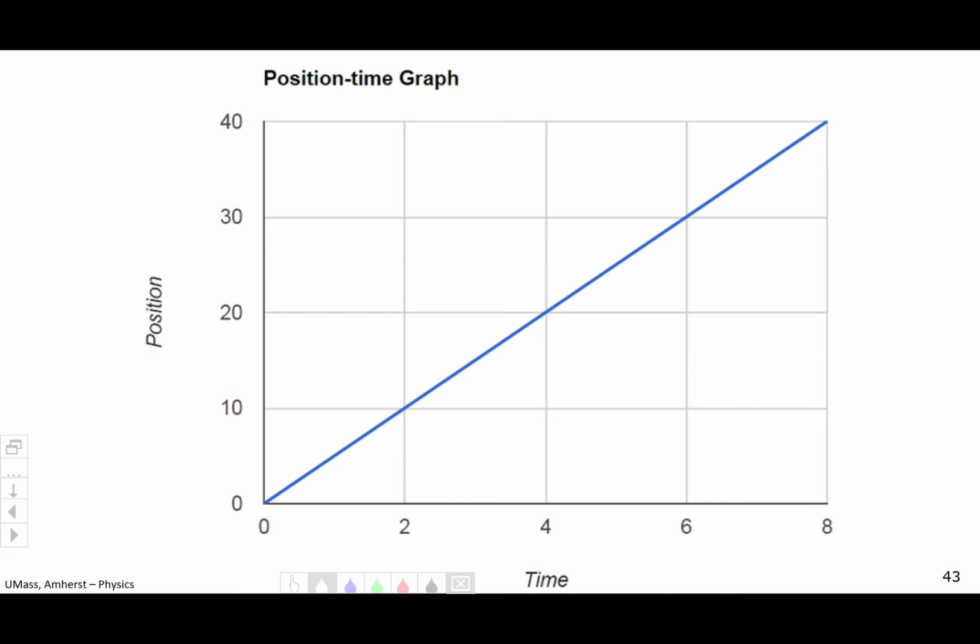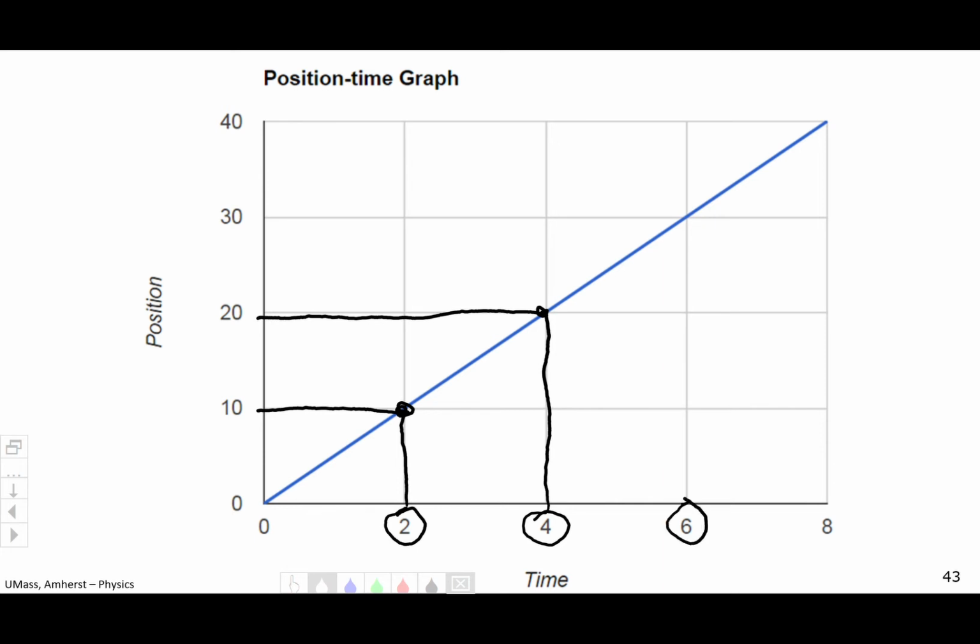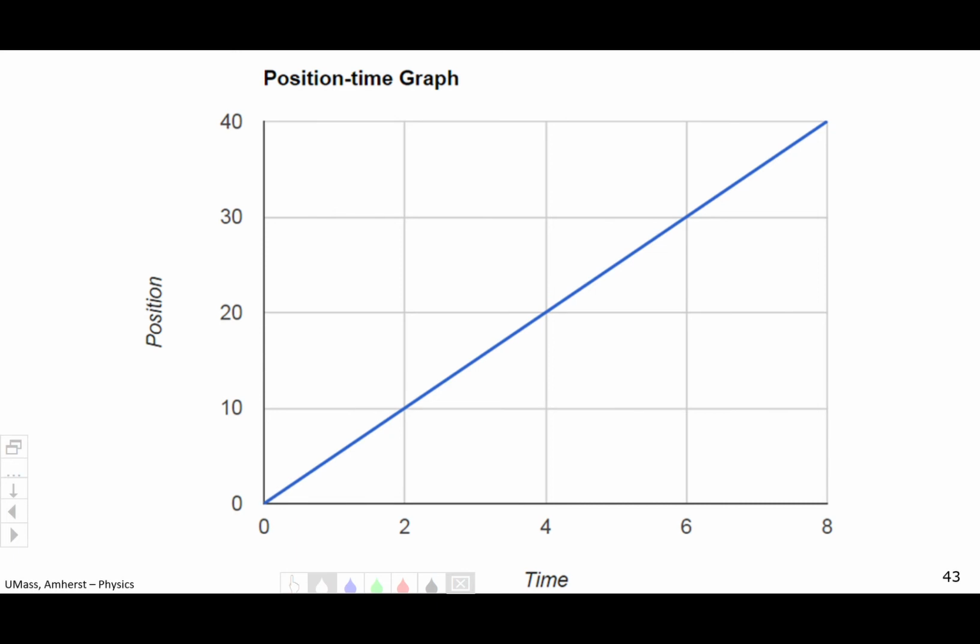So here's a position versus time graph. What this tells you is where the object is at any given time. If we look at 2 seconds and go up to that line, we can see that the position is 10, and this might be in meters, it might be in inches, whatever. At 4 seconds, we go up, hit the line, and the object is at position 20. At 6 seconds, the object is at position 30, and so on. This blue line will tell you where the object is at any particular time.